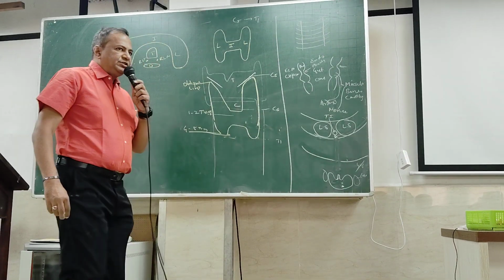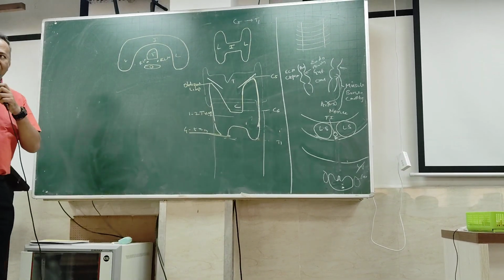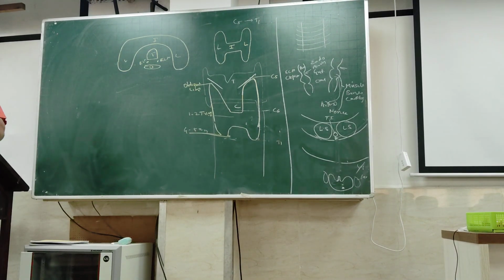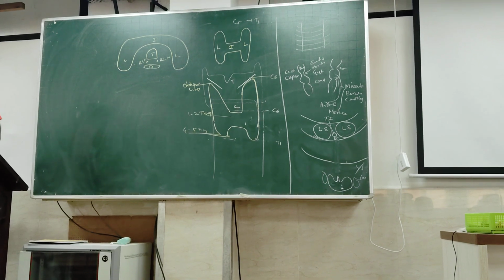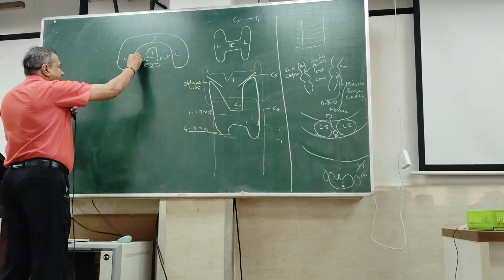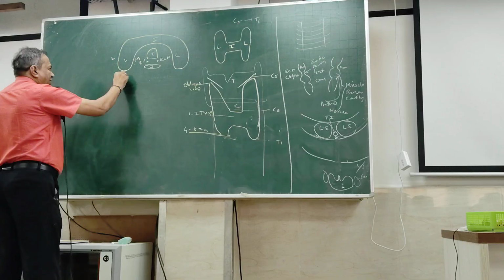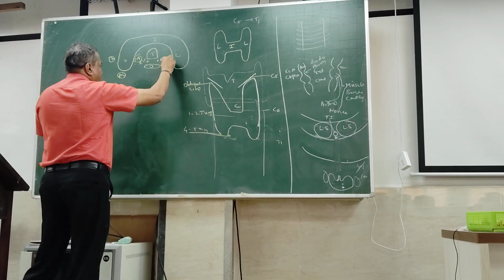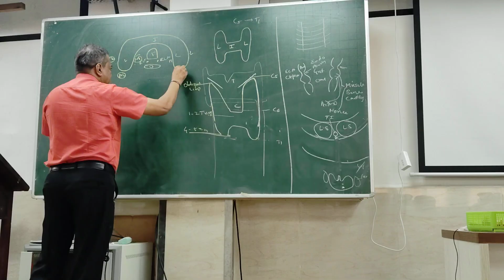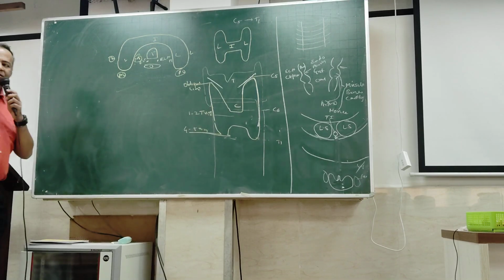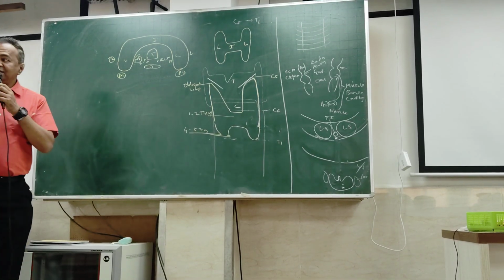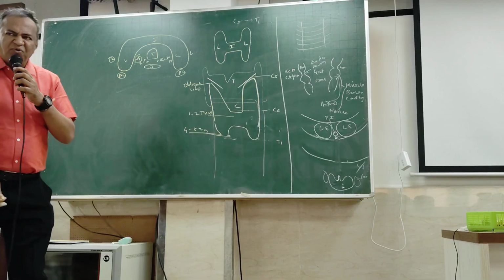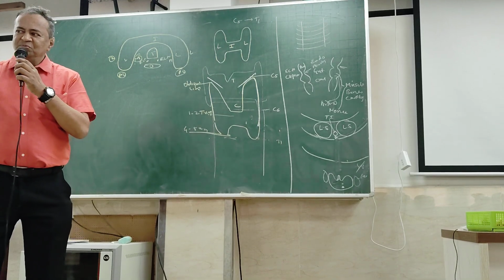So now you see the surfaces of the lobes. Medial surface, lateral surface, posterolateral surface. What are the three surfaces? Medial surface, lateral surface, posterolateral surface. Let us see the borders.